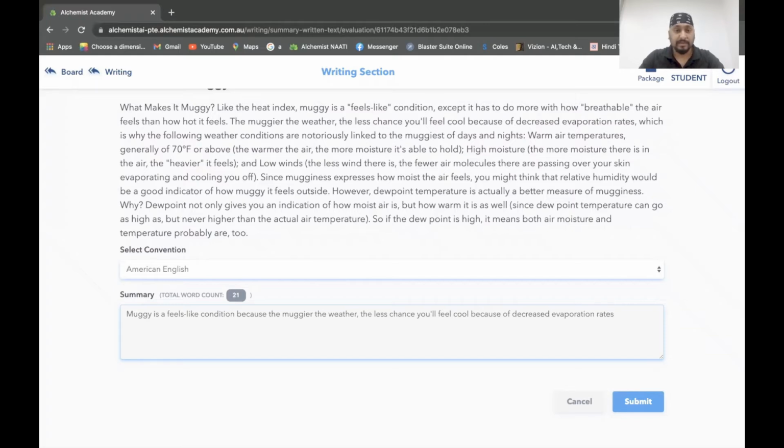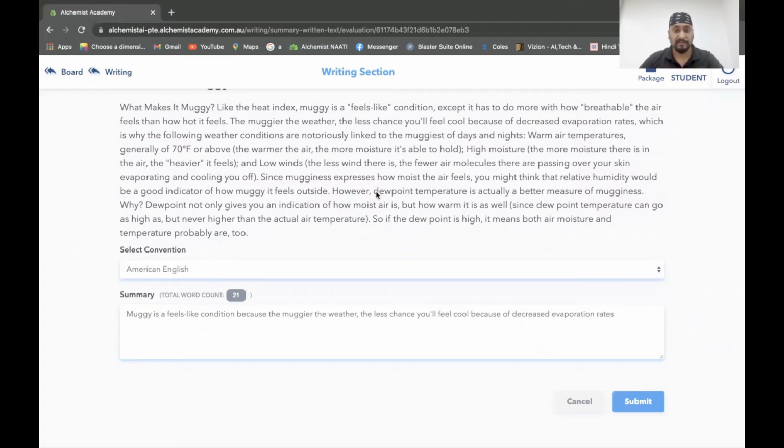Then if you look at this, it's a further explanation of what happens when there's decreased evaporation, and what happens on the warmer days and warmer nights. You don't need all this explanation here. Now, the next thing you can add is the measurement, because that's the next thing they were talking about, right? They're talking about the dew point measurement over here.